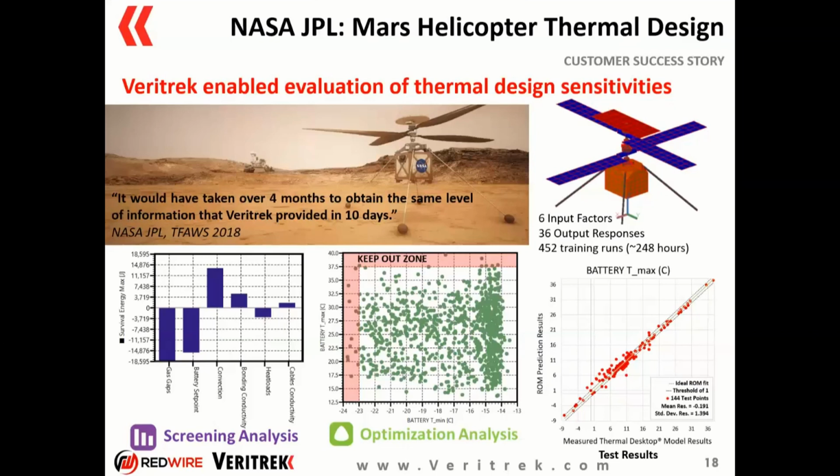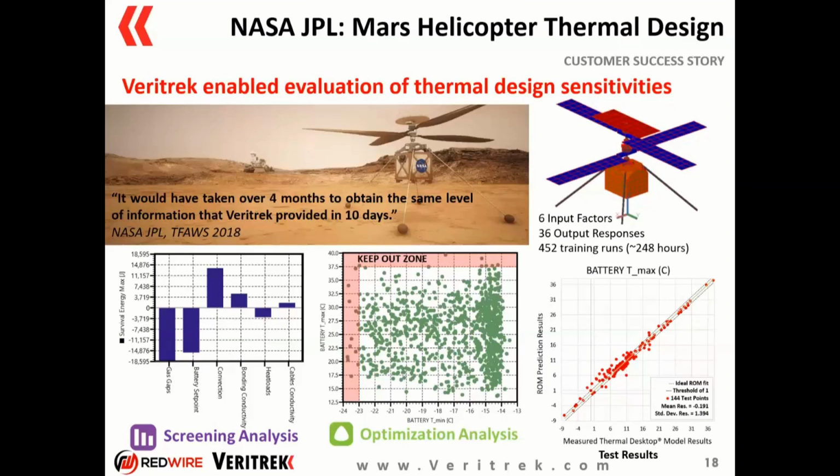And so we used our screening analysis to do that. We see that in the lower left. By using the screening analysis, it was pretty clear that there were a couple of primary culprits impacting that survival energy. Again, survival energy is on the y-axis, and the different inputs are on the x. That was one way that they used Veritrek.